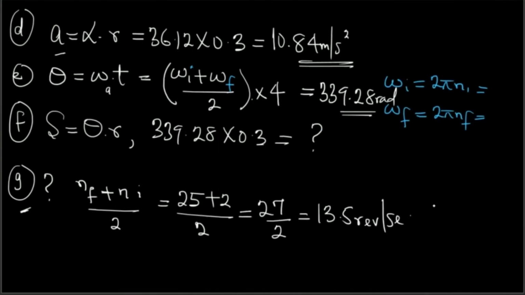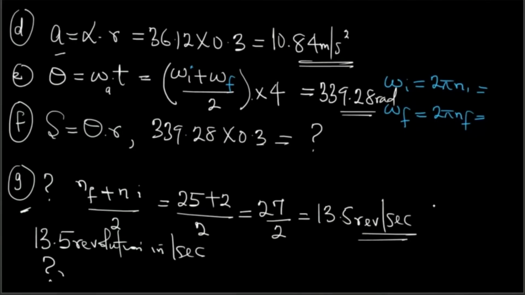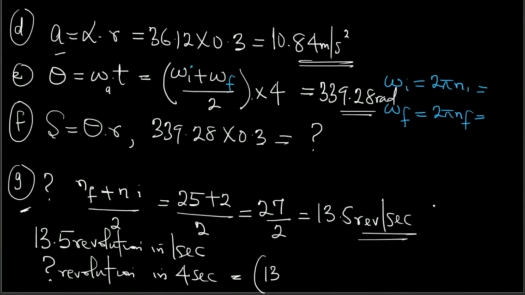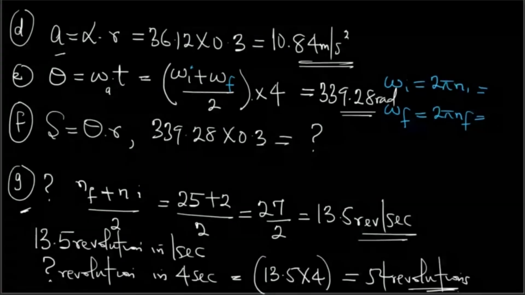For those of you online that don't know, the average rotational frequency of 13.5 rev per second actually means that it's 13.5 revolutions in 1 second. So how many revolutions in 4 seconds? You multiply 13.5 by 4, so you're going to get 54 revolutions. So this is how to go about it. Any questions from those online?